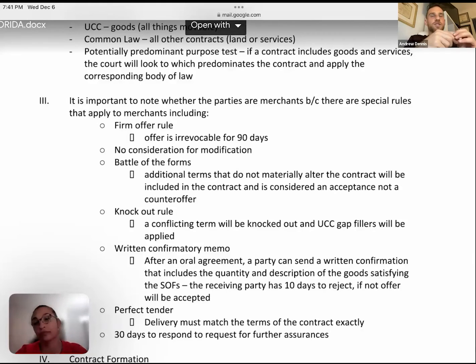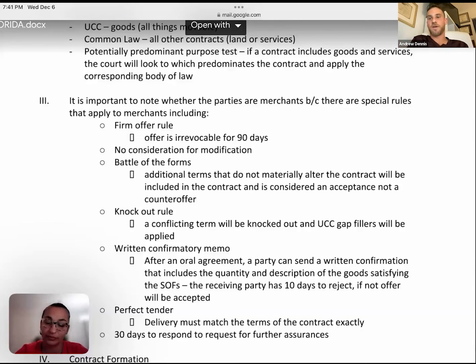Why? Because under the UCC, between merchants, the battle of the forms provision states that an acceptance that includes an additional term that is not material... I'm sorry, let me restate that. Under the UCC battle of the forms provision, an acceptance that includes an additional term that is not material constitutes an acceptance, and the additional term will be part of the contract.